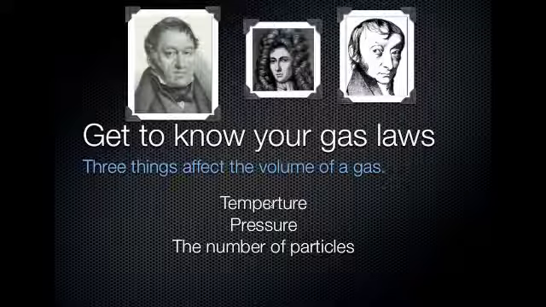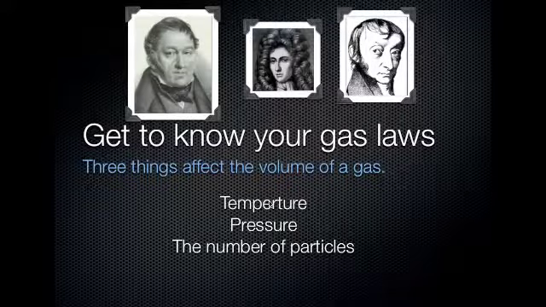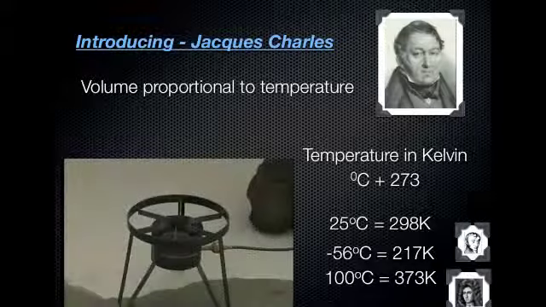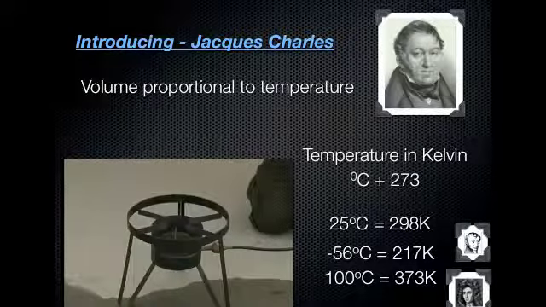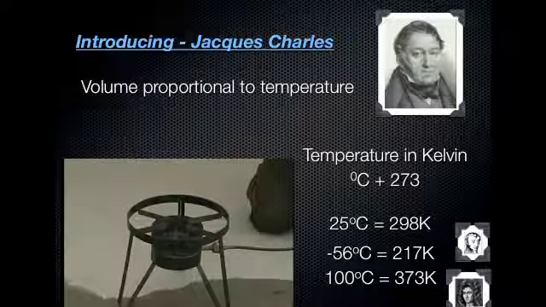For a start, we're going to look at Charles's law, and this is Jacques Charles, and he looked at how the volume changes when we change the temperature. This is all pretty trivial stuff for you, but we're going to have a look at a demonstration to explain how this all works. What Jacques saw was if you change the temperature of a gas, you're going to change its volume. Now let's have a quick look here at a demonstration.